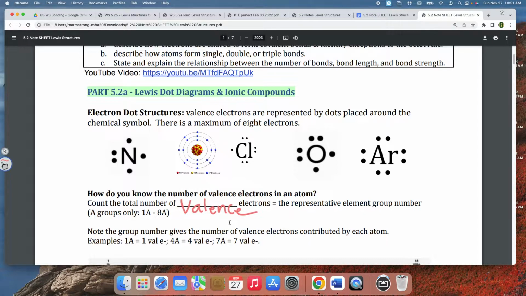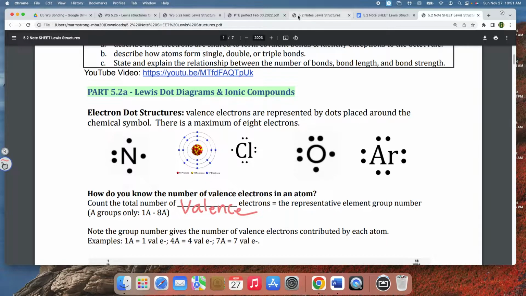So to know the valence electrons, note the group number from the periodic table, and remember the groups are the columns going up and down. For example, group 1A has 1 valence electron. That means the elements in group 1A all have 1 dot. The elements in group 4A have 4 valence electrons, and in 7A, meaning column 7A, they have 7 valence electrons.